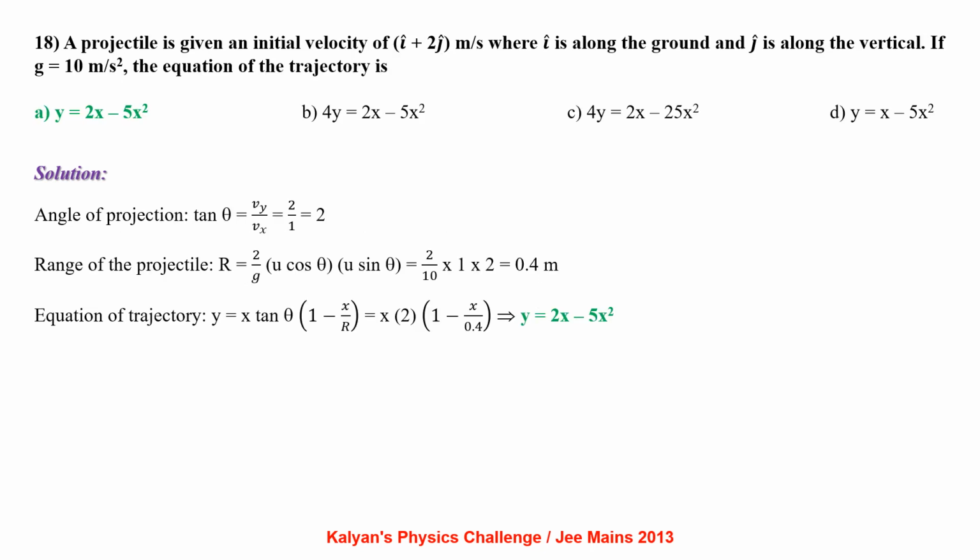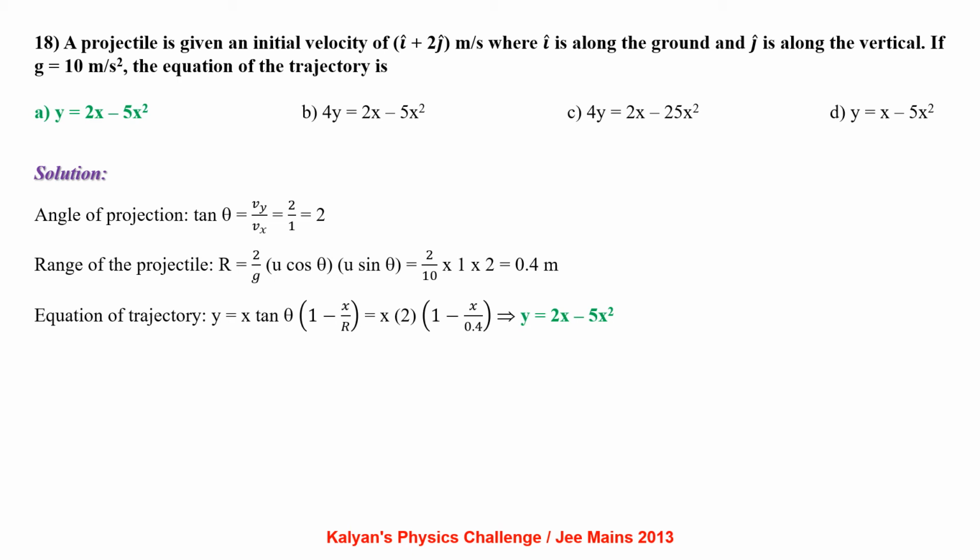A projectile is given an initial velocity i cap plus 2j cap meter per second, where i cap is along the ground and j cap is along the vertical. If g equal to 10 meter per second square, what is the equation of the trajectory? Angle of projection tan theta equal to Vy by Vx, that is 2 by 1, that is 2.